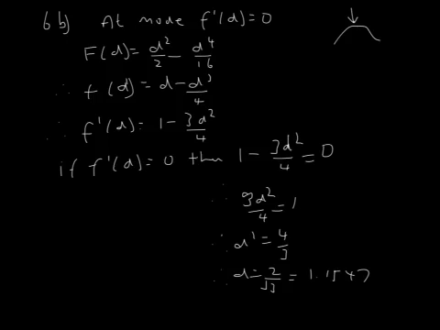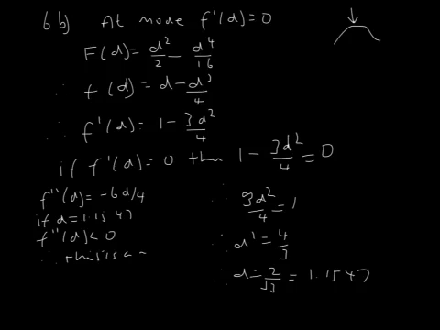However, it does ask us to justify the answer. Is this a maximum or a minimum? All we found out is that it's a turning point. So we need to do a further differentiation, f double dash d, which is minus 6d over 4. If d is 1.1547, f double dash d is negative because there's a minus sign there. So therefore this is a maximum. So therefore the mode is 1.15 to 3 significant figures.